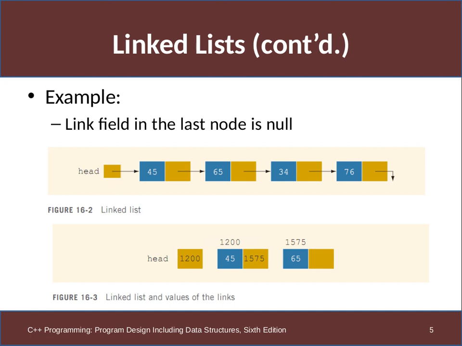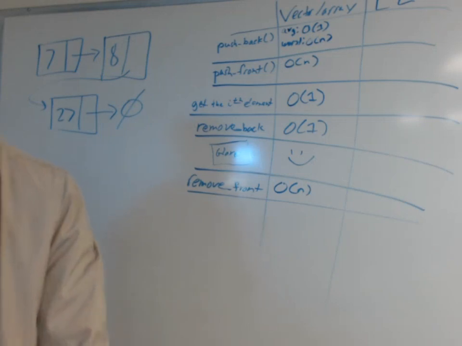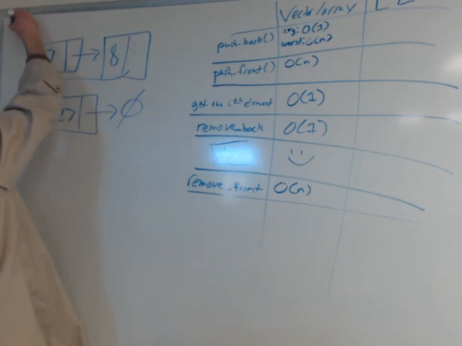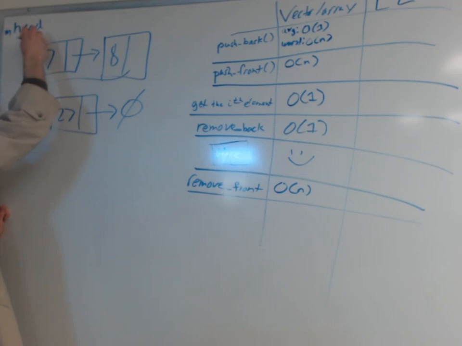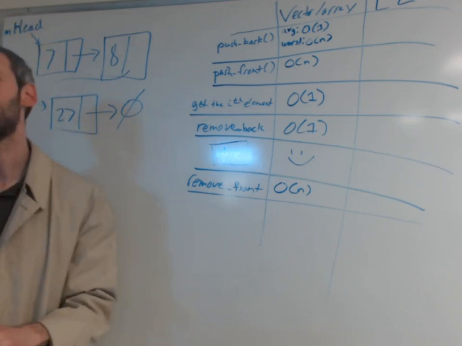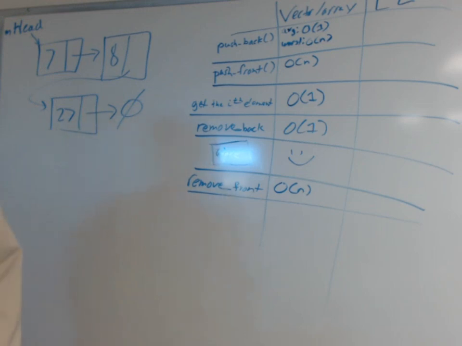Now, when we create a linked list class, we're going to need to know the head pointer. So the head pointer is going to point to where we start. So back up here with our picture, we have head. And I'm going to be a little more precise here and call it mhead, so you realize that it is a member variable. I'll make that a capital H. And that points to the first element of the linked list.